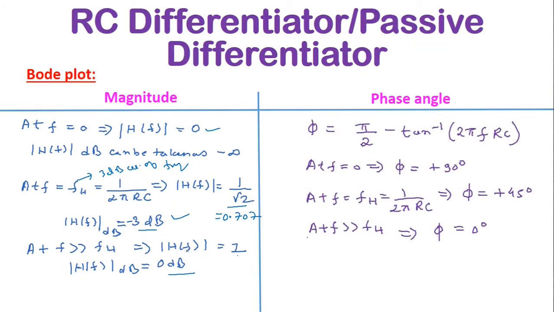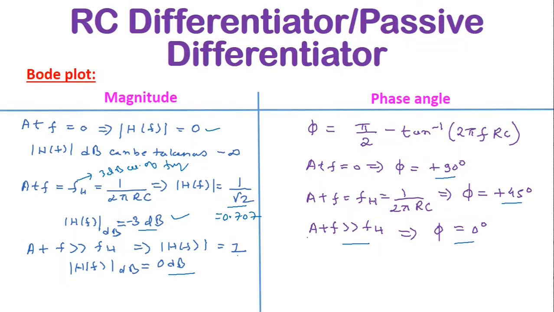Now the phase angle. If we find the phase angle, then phase angle phi will be equal to pi by 2 minus tan inverse of 2 pi f RC. At f equal to 0, the phase angle will be equal to plus 90 degrees when we put f equal to 0 in this equation. And when f is equal to cutoff frequency fH, equal to 1 upon 2 pi RC, when we put this value in this equation, we'll get phase angle equal to plus 45 degrees. And when frequency is very much greater than cutoff frequency fH, then the phase angle will be 0 degrees.